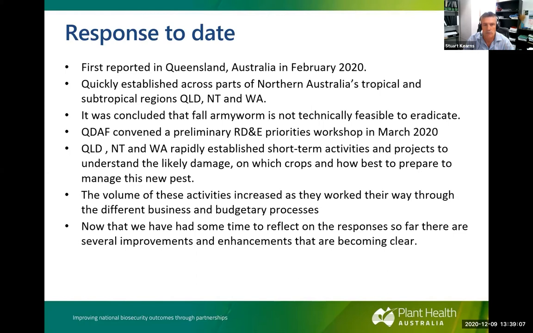So Queensland, Northern Territory and WA quickly moved, rapidly establishing a series of short-term activities and projects. These were principally designed to understand the likely damage from fall armyworm, on which crops, where fall armyworm was going to be found, which crops could complete a life cycle, and how best to prepare and manage this new pest. So it was a very quick, rapid response to stand up projects, not only to indicate that there's activity happening, but to try to find some of those urgent answers to those urgent questions.